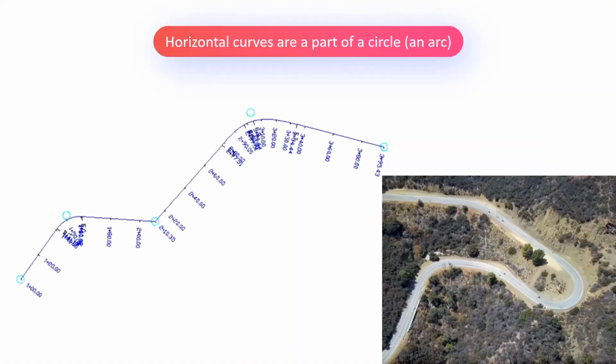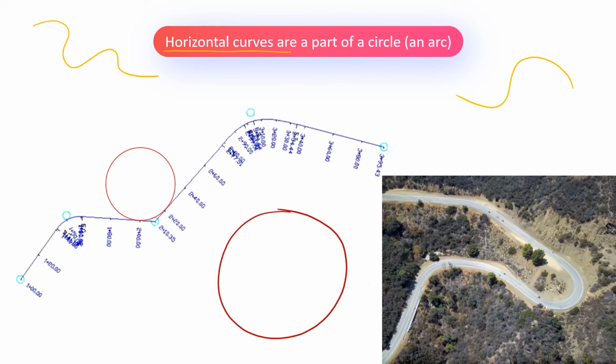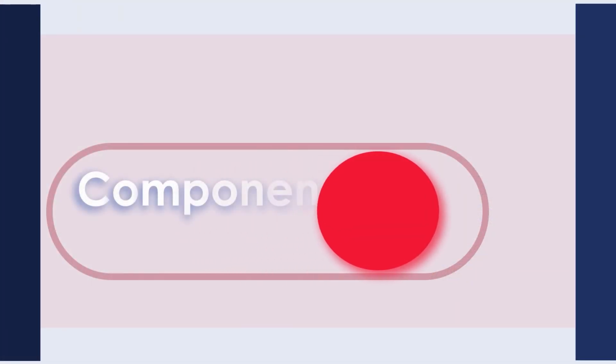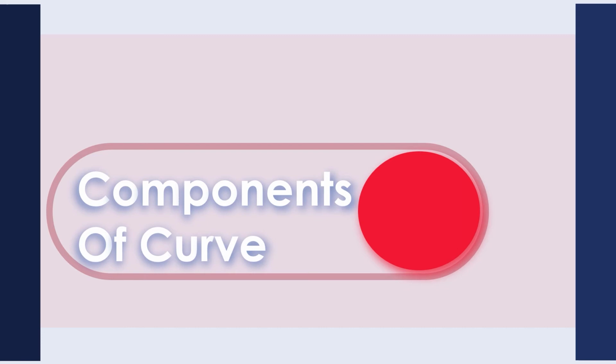so the horizontal curves are a part of a circle, right? Because we have different types of curves. This is also a curve, this is also curved. So what do you mean by the horizontal curve? So horizontal curves are actually the part of a circle. Okay, so when I say it's a part of a circle, so if I draw the circle, then any arc of this circle, right, any arc of this circle is the horizontal curve. Okay, it's just a part of the circle. So let's learn about the components of the curve.